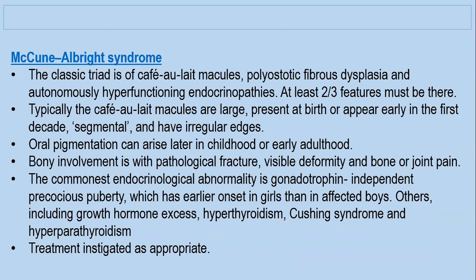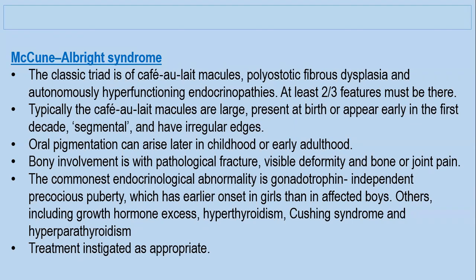Then McCune-Albright syndrome. McCune-Albright syndrome is the classical triad of café-au-lait macules, polyostotic fibrous dysplasia, a bone defect, and autonomously hyperfunctioning endocrinopathies, and at least 2 of the 3 features should be present. Now describing each lesion. The café-au-lait macules are large, present at birth or appear early in the first decade, segmental, and have irregular edges. So, large café-au-lait macules. Oral pigmentation can arise later in childhood or in adult life.